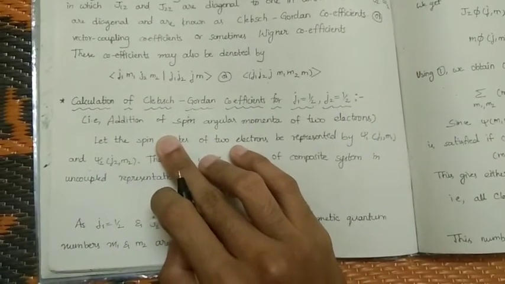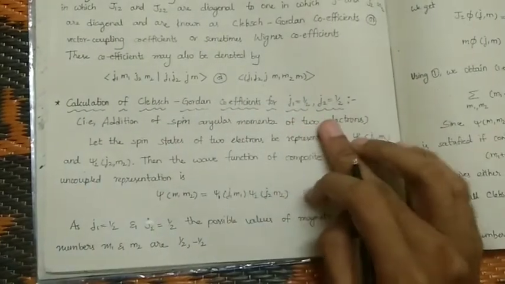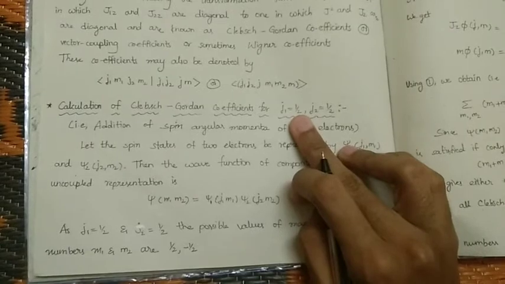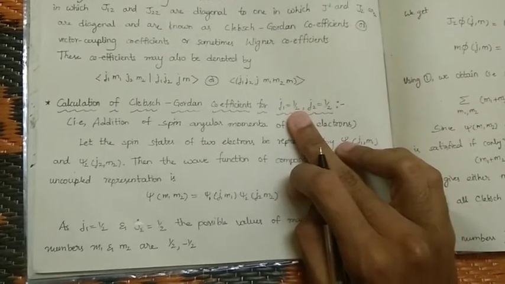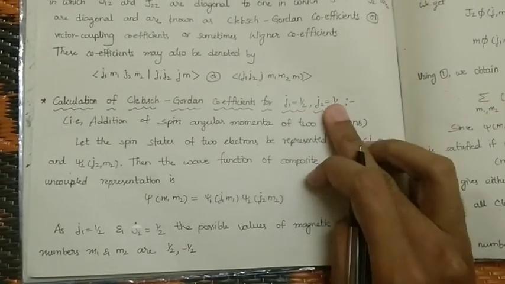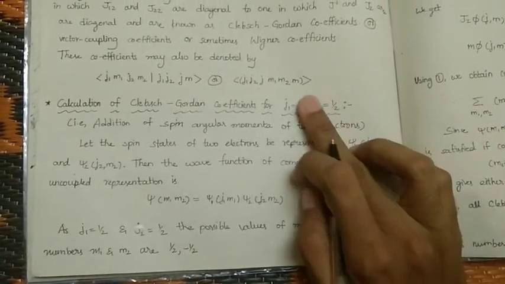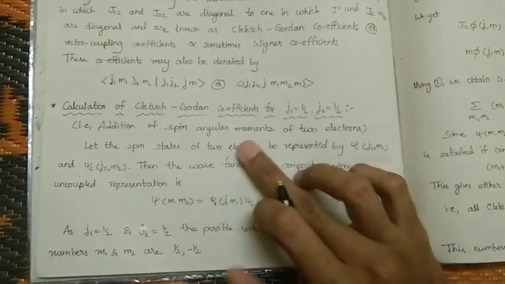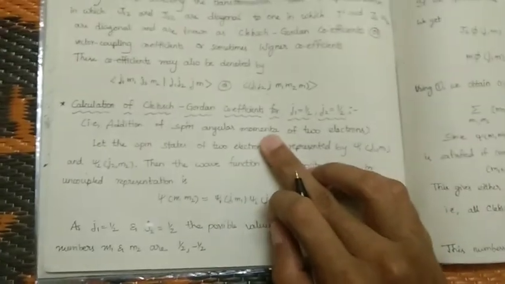So spin angular momentum of two electrons. We know that for electron spin we have plus half or minus half. As here there is half and half, it seems like this is only spin angular momentum. So that's why they have mentioned here spin angular momentum of two electrons.